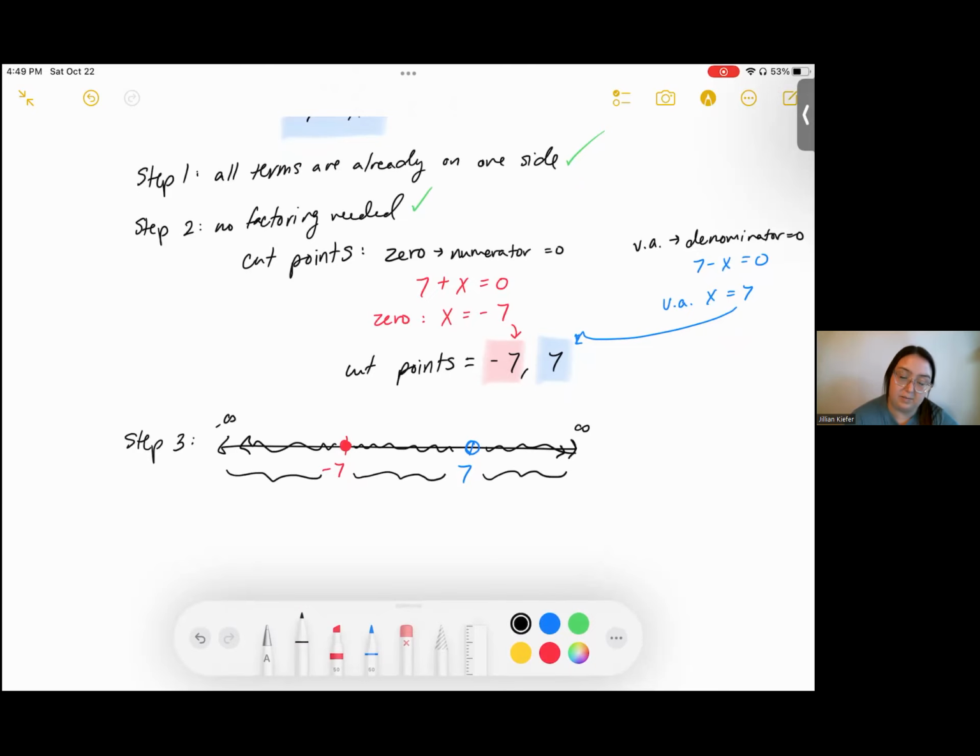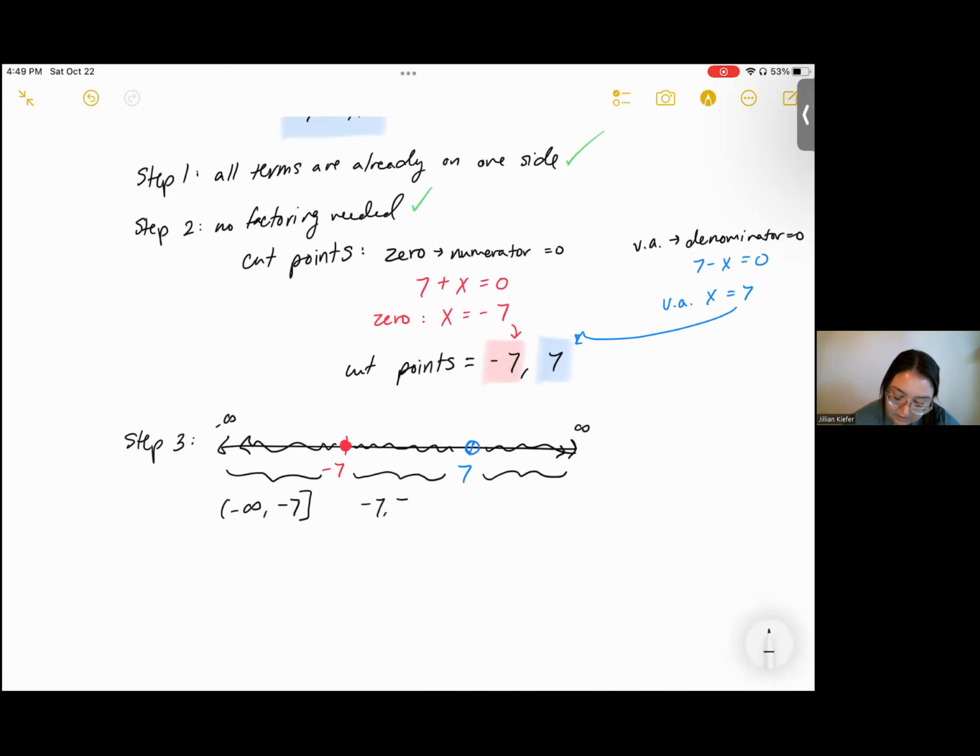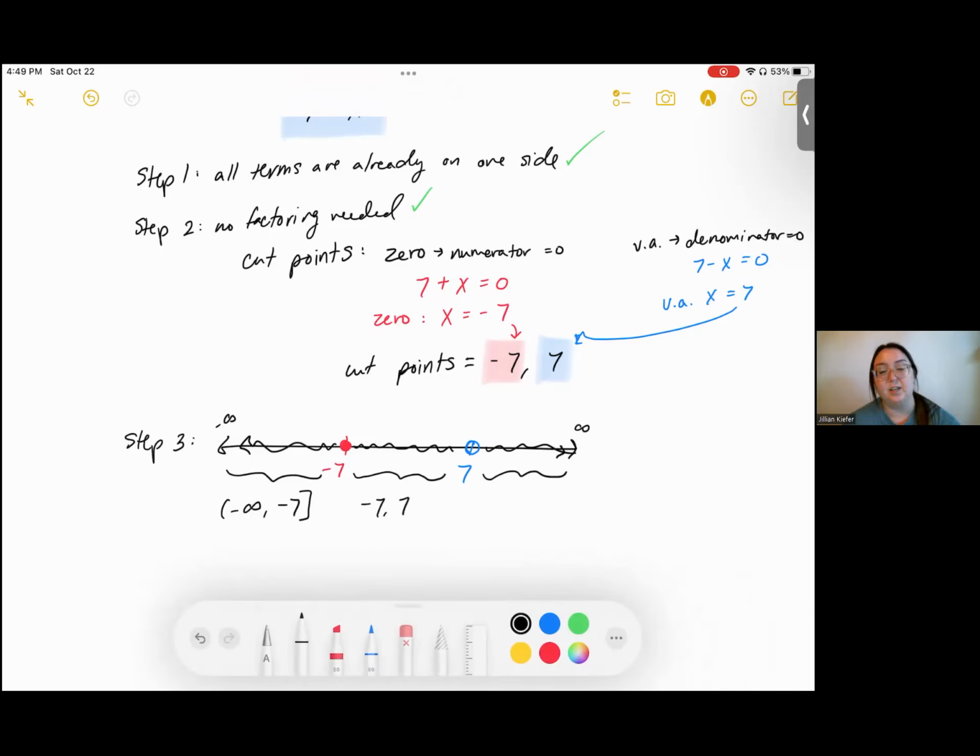So we're going to go ahead and write this out. Our first interval, -infinity to -7. Now -7 is included, has the filled in point, which means we're going to draw a bracket. So -7 gets a bracket because it's 0 and it can be equal to 0. So our next interval would be -7 to 7. And like we said before, -7 gets a bracket.